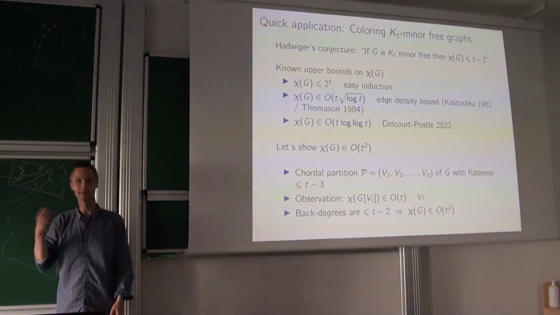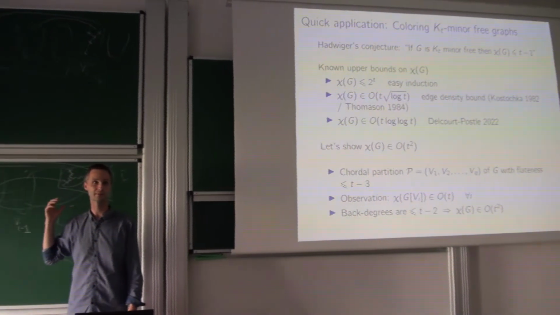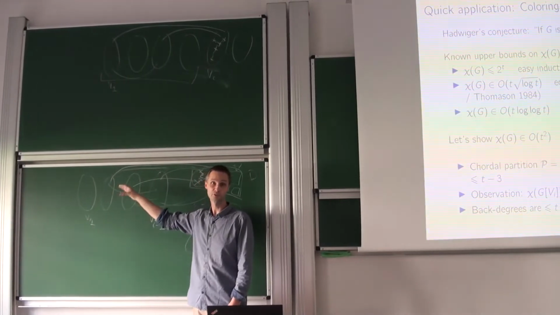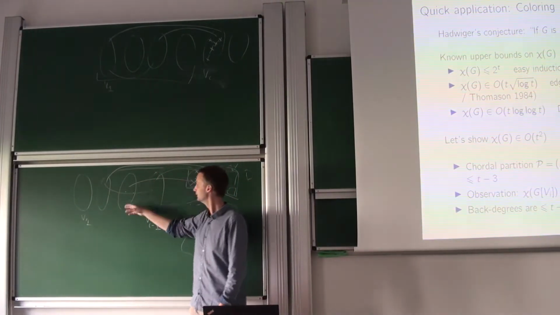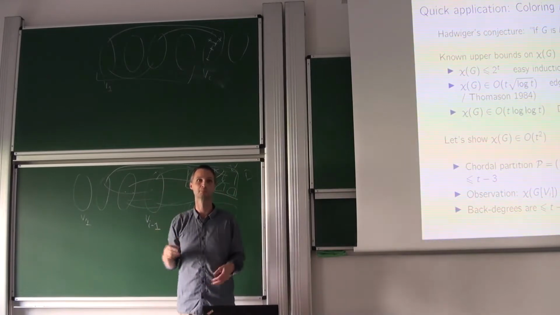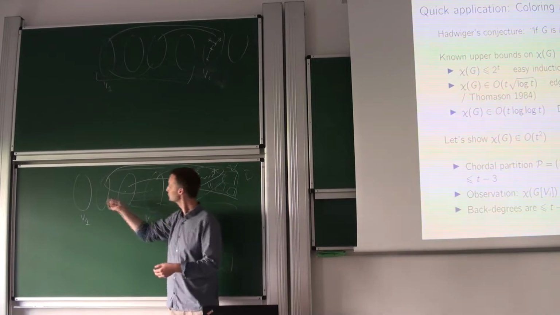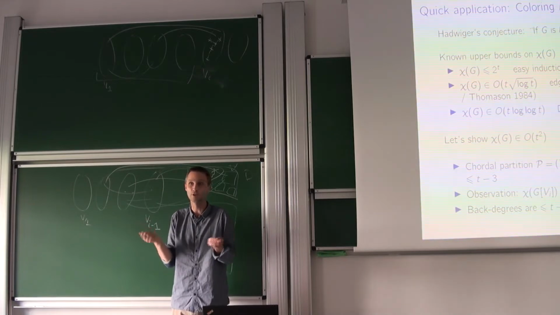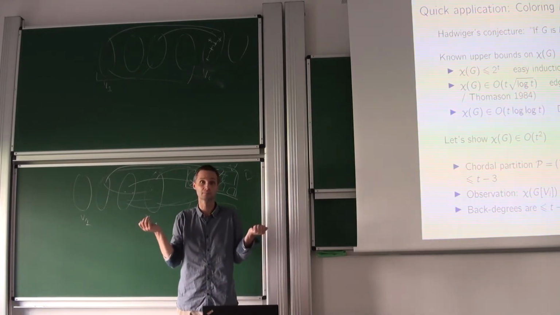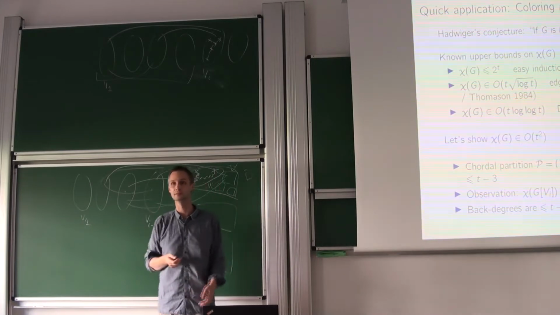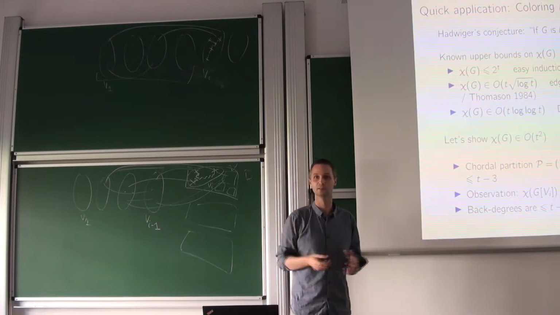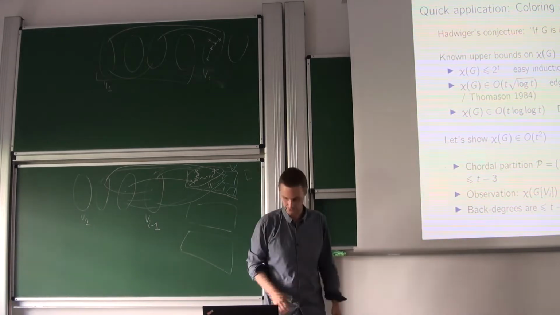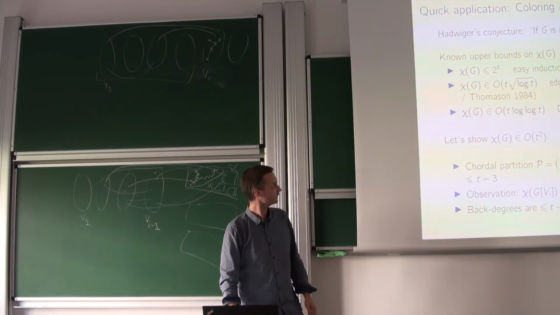you color your graph from left to right by looking at your VIs. Right, so when you need to color VI, when you look at the VJs that it sees on the left, it sees at most t minus 2 of them, so let's say at most t. Each of these VJs has been colored using at most 2t colors each. So there are at most t VJs that you see on the left, each one using at most 2t colors. So you are forming essentially 2t squared colors, and now you color your VI, right? So using order of 2t squared colors, you can color your graph in this way, and you get a polynomial bound. Okay, that's just some illustration of what you can do with chordal partitions.